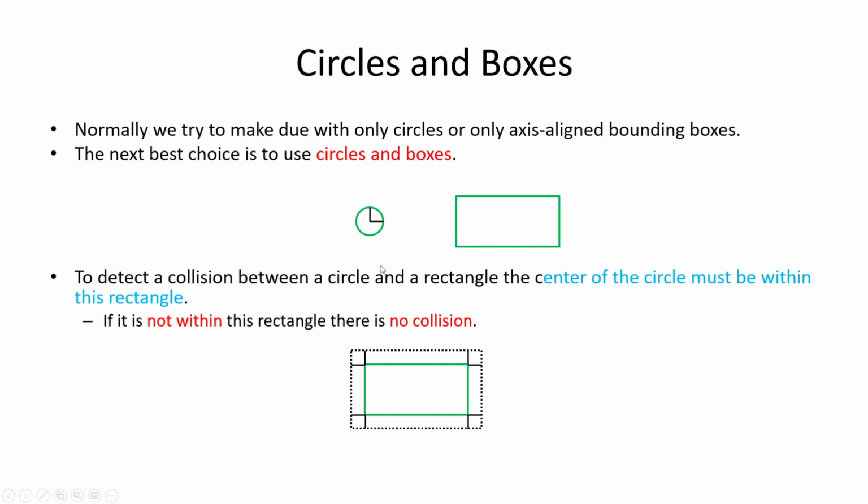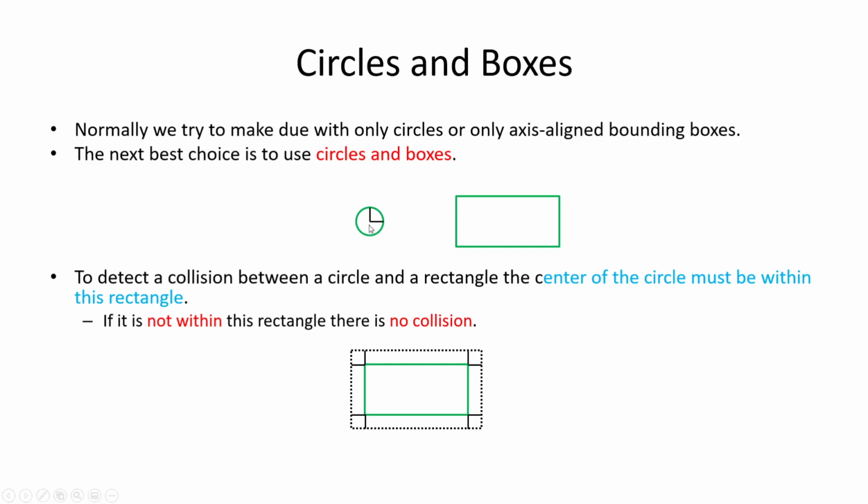Again, why is that? Let's take a look. Well, first of all, how did I draw this dotted box? I didn't actually mention that. This is the radius of my circle. So I've taken the radius of my circle and I've just added it to the left edge and the right edge and the top edge and the bottom edge of my rectangle. And now I've got a bigger rectangle.